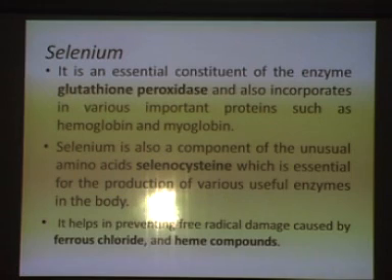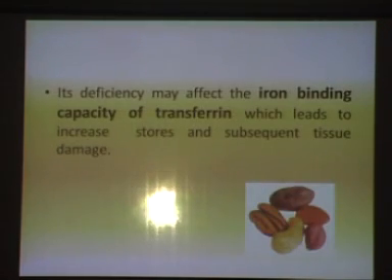Selenium is an essential constituent of glutathione peroxidase, which is important for formation of hemoglobin and myoglobin. It also forms selenocysteine, which is essential in production of useful enzymes in the body. It prevents free radical damage by ferrous chloride and tin compounds. Deficiency may affect the iron binding capacity of transferrin. Selenium is present in nuts.